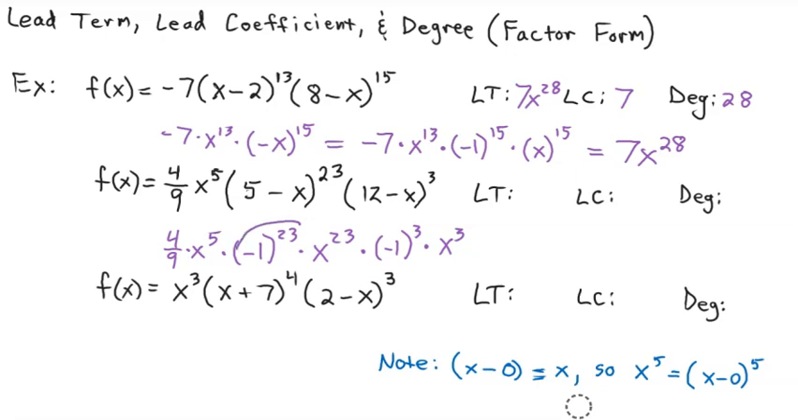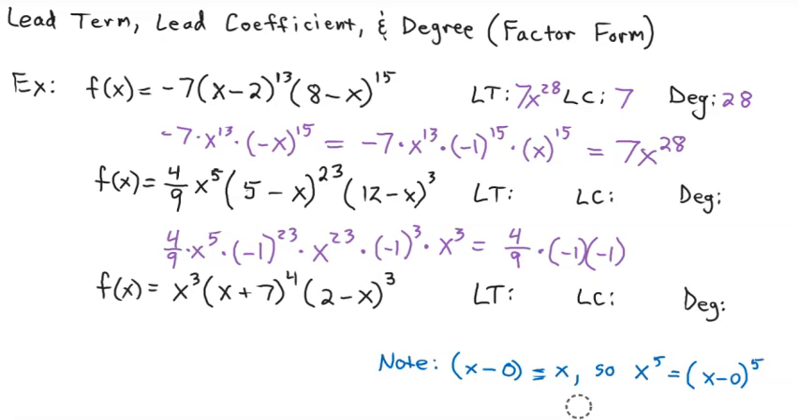Okay? Now, we'll come back to the x's in a minute, but what we have here is 4/9. And then what is negative 1 to the 23rd power? Well, we're going to do 4/9 times negative 1 to the 23rd power, which is negative 1. So we're going to multiply by negative 1. Then we're going to take this number here. This is negative 1 to the 3rd power. Because 3 is an odd number, negative 1 to the 3rd power is negative 1.